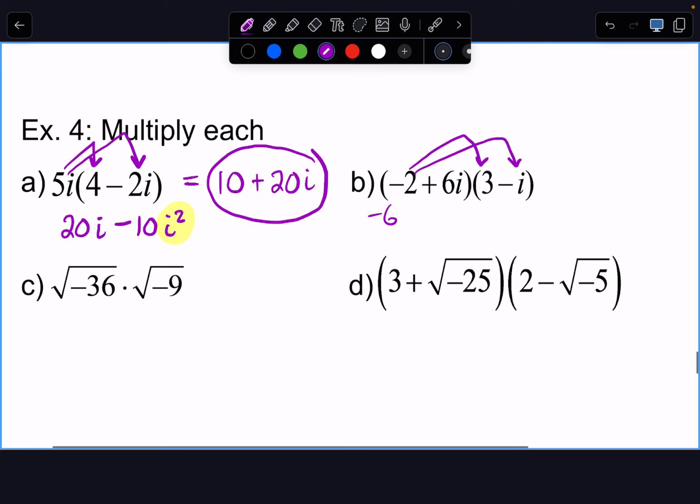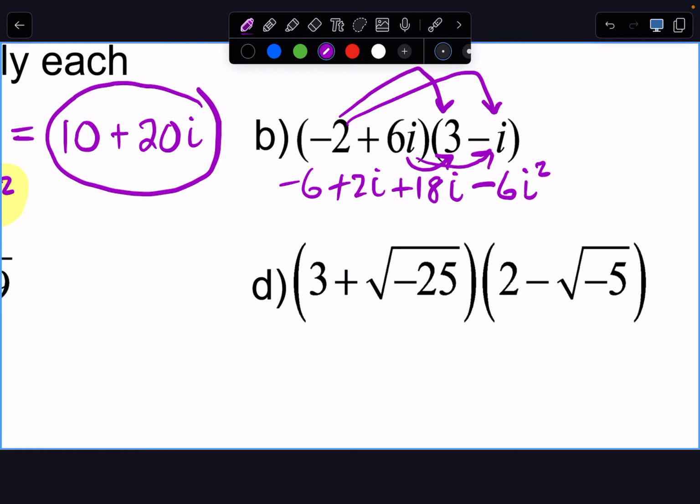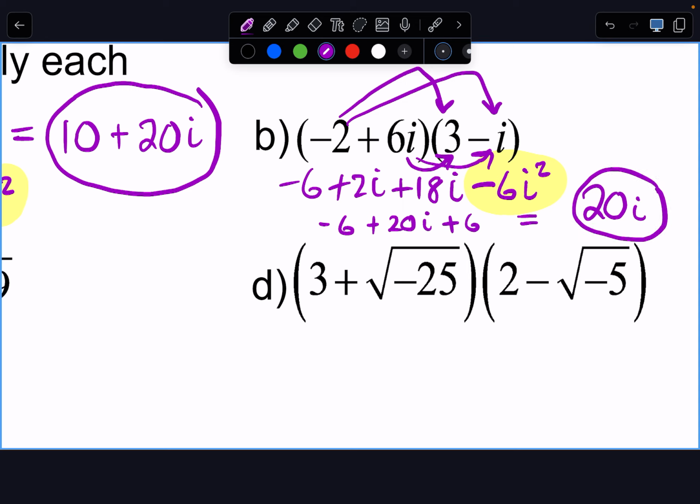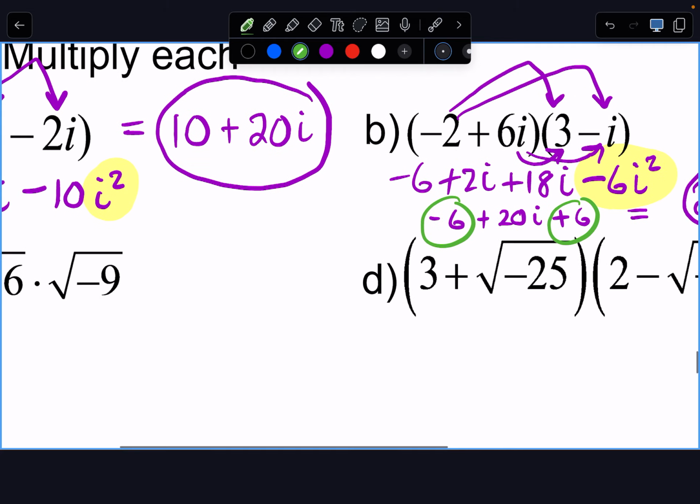Negative 6 plus 2i plus 18i minus 6i squared. What does that become? 6i squared. No, what's i squared? Negative 1. Negative 1 times negative 6? 6. So this is negative 6 plus 20i plus 6, which equals simply 20i. Okay, look, what's negative 6 plus 6, Papa? Zero. They can't combine, right? Does that make sense? Yes, sir.